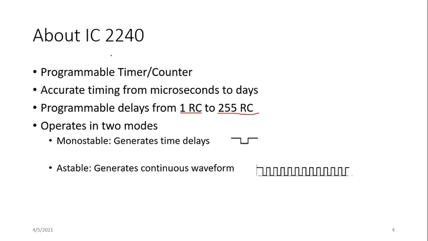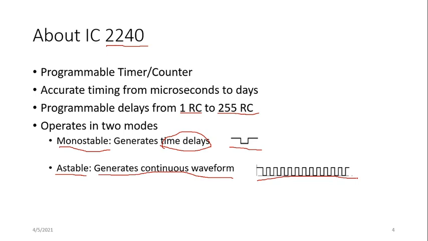Now, IC2240 operates in two modes. First mode is monostable mode. In monostable mode, it is generating the time delays. So here, only one pulse is generated. The second mode is the astable mode. In the astable mode, it is generating the continuous waveform. So this is a continuous waveform which is generated in the astable mode.